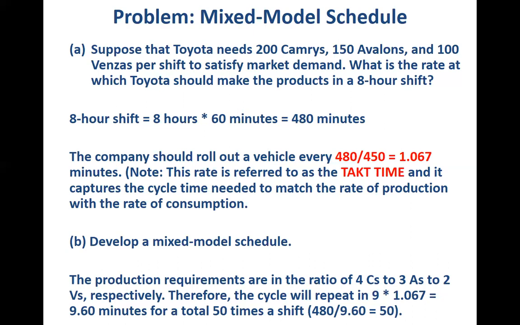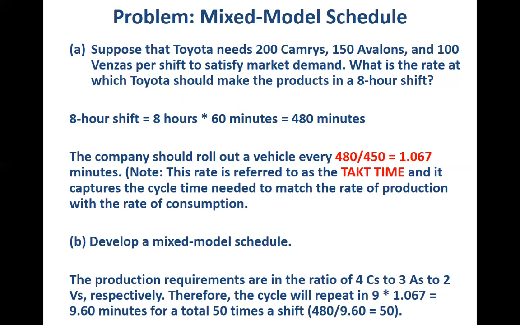Therefore, the cycle will have to repeat after every 9 units. So 4 Camrys will be made, then 3 Avalons and 2 Venzas. So this is a total of 9. After that, again, 4 Camrys will be made. So it will repeat in every 9 products that have been made from the system. So 9 times 1.067, which is 9.6 minutes. In other words, after every 9.6 minutes, the cycle continues.